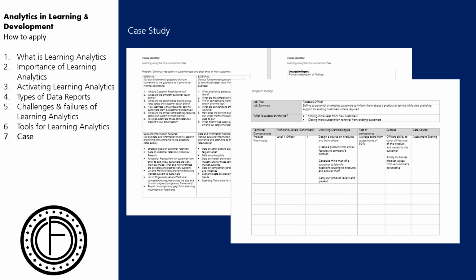Now, under internal, we are looking at what customer retention is to us as a company. The CEO is making reference to what customer retention is to them. What are the different customer touch points? What are the specific jobs playing active roles across the customer touch points? How seamless is the process of serving customers? Staff and customer perspectives will be required. So in all of these questions, watch carefully what will happen. What are the critical competencies required across our customer touch points? To what extent are these competencies present in our organization?